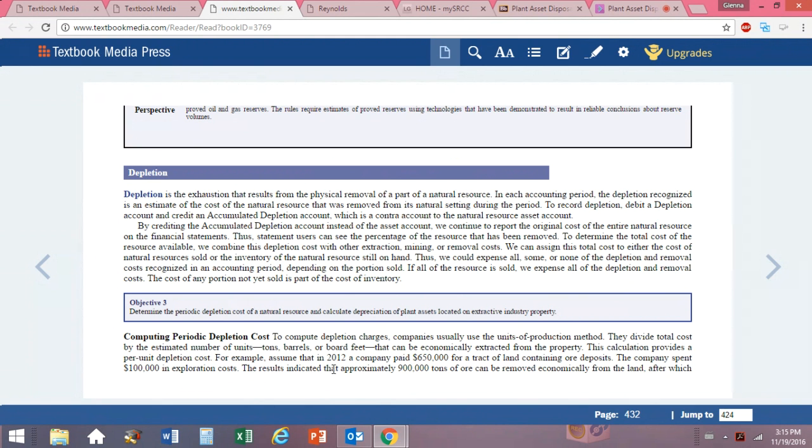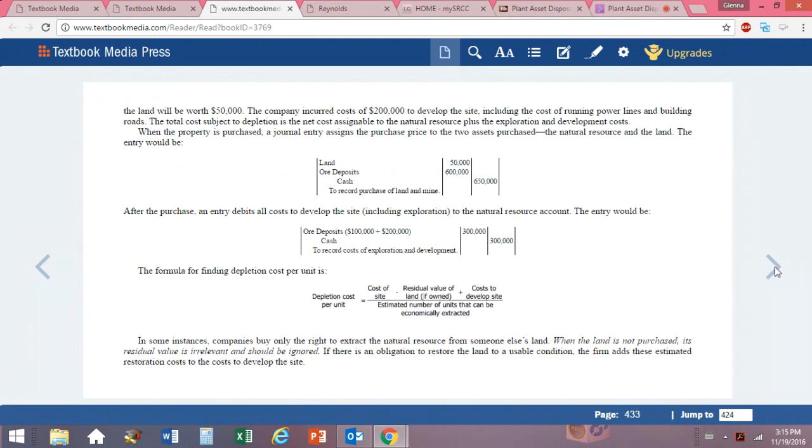So the example is the company paid $650,000 for a tract of land containing ore deposits. The company spent $100,000 in exploration costs. The results indicated that approximately 900,000 tons of ore can be removed economically from the land, after which the land will be worth $50,000. Okay, so the formula we'll look at first: cost of the site minus its residual value plus the cost to develop, divided by the number of units that can be economically extracted. That gives you depletion per unit.